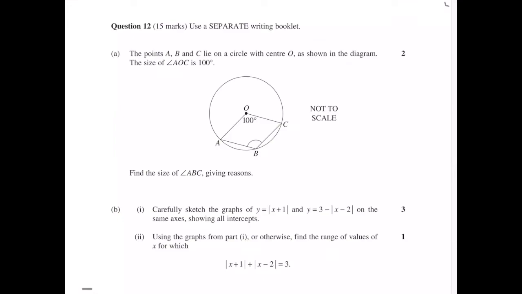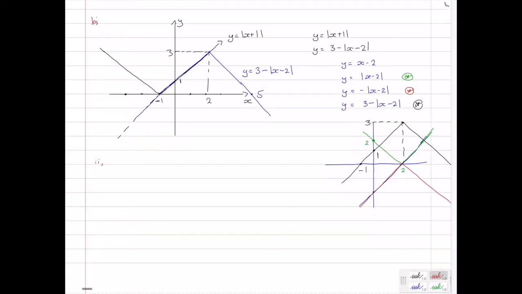Now the next part asks us to use the graphs from part I, or otherwise, find the range of values of x for which the absolute value of x plus 1 plus the absolute value of x minus 2 is equal to 3. So we want the absolute value of x plus 1 plus the absolute value of x minus 2 to equal 3. So this is an interesting one as well. But the question gives us a hint. It says using the graphs from part I. So we need to look at these two graphs, our blue one and our black one.